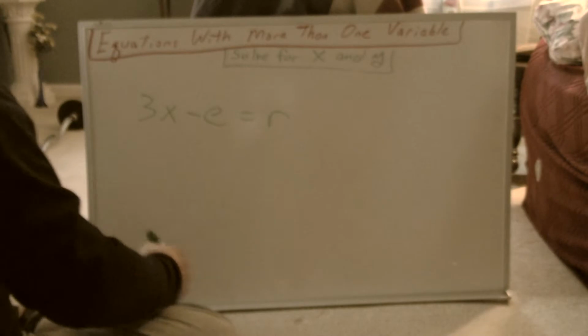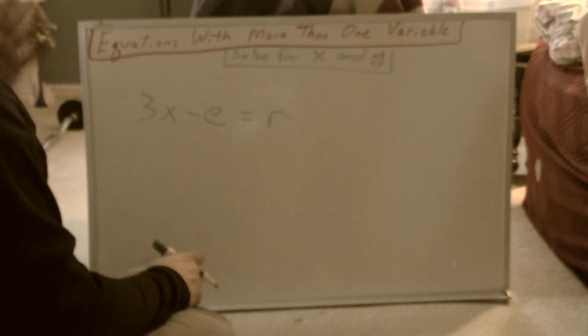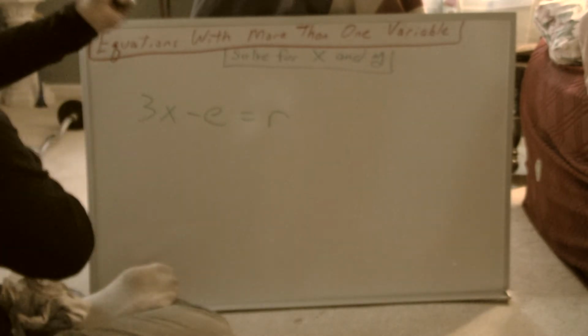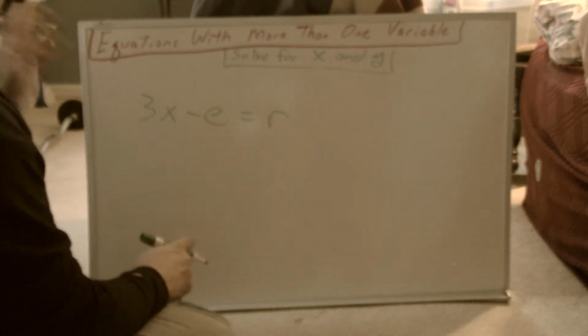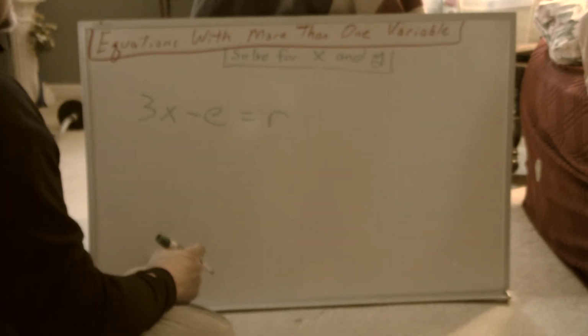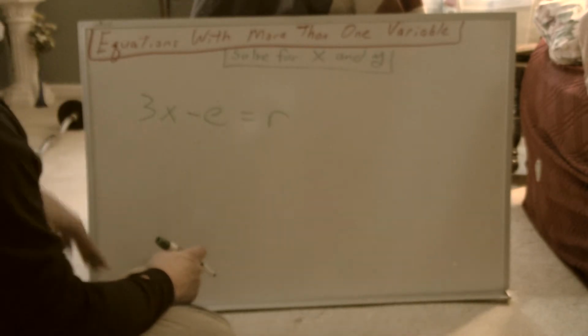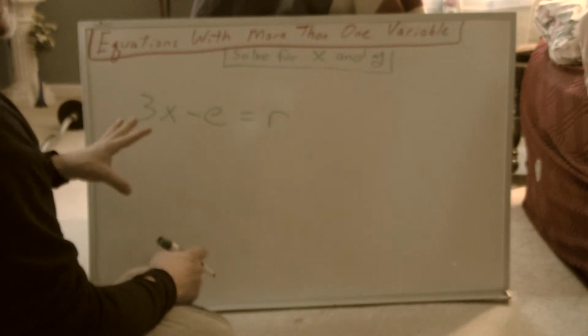3x minus e equals r. Alrighty. Now our job is to get the x by itself. Well, this is going to be 2 steps. The other ones were pretty much 1 step. This is 2 steps. So I have to isolate, first of all, the x, right? But the x is attached to the 3. So let me get the 3x by itself.